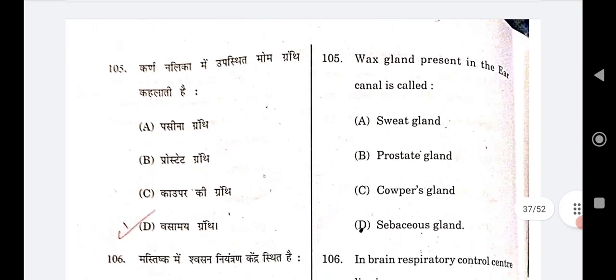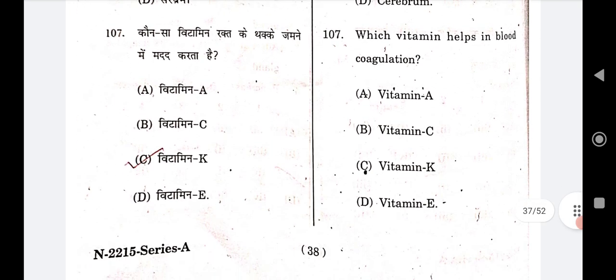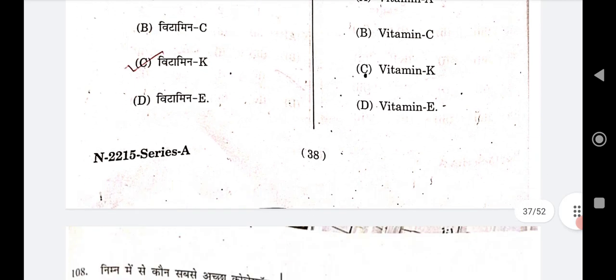Next question is 105. Wax gland present in the ear canal is called sebaceous gland. D is the correct one here. Next question 106. In brain, respiratory control center lies in medulla oblongata. B is the correct option here. 107th question is which vitamin helps in blood coagulation? So correct option will be vitamin K. C is the correct one here.